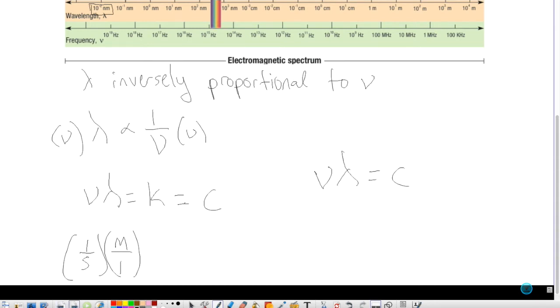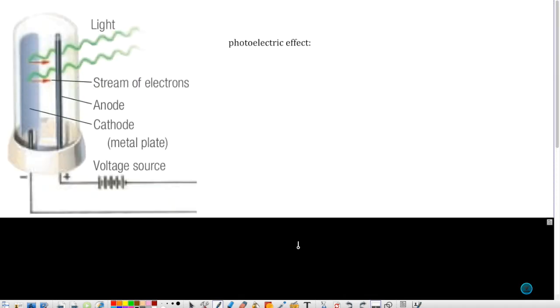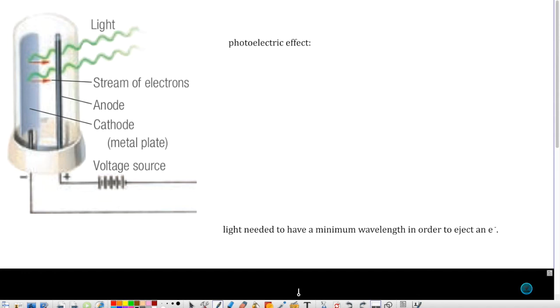Now, let's get into the nuts and bolts. That's like a background on light. Nuts and bolts of how things were discovered. Okay? A big thing here is the photoelectric effect. All right? And I want to show you a little video right now on the photoelectric effect.